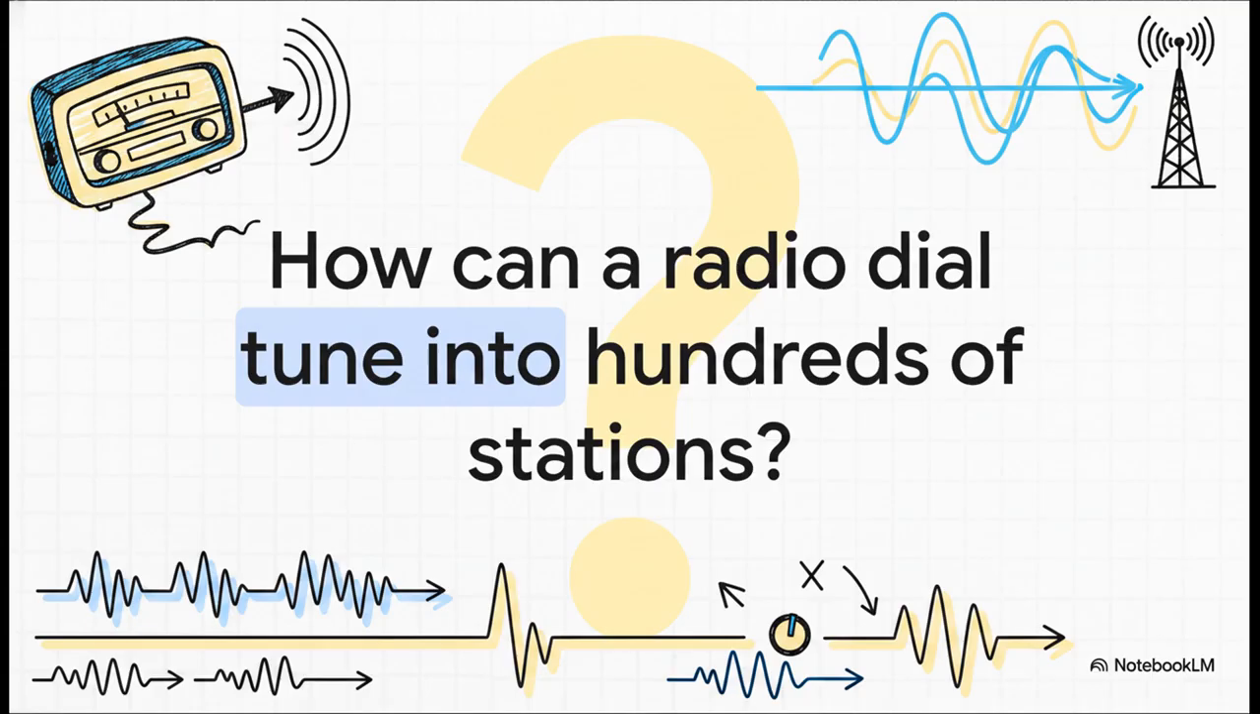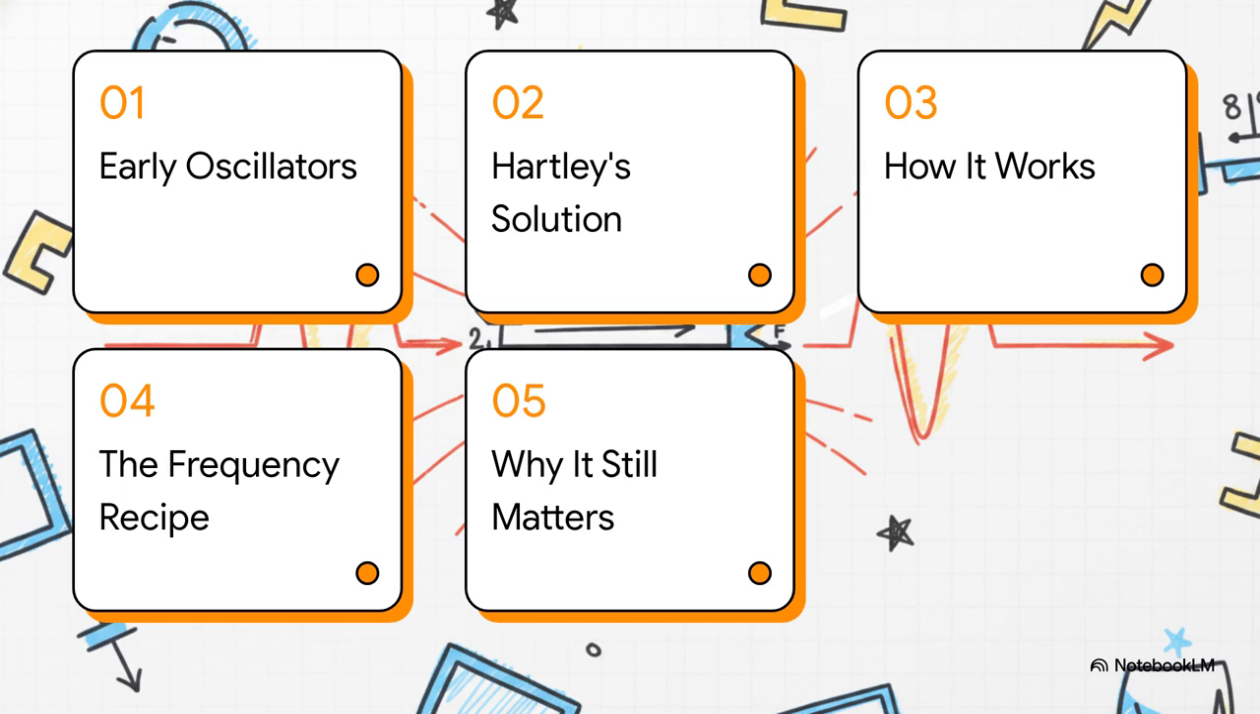always so easy. So today, we are going to dive deep into the absolutely brilliant device that finally tamed those waves, the Hartley Oscillator. We're going to look at the problem it solved, Hartley's super elegant solution, see how it actually works, that's the fun part, then figure out how we can control it, and finally why this invention, which is over 100 years old, still matters so much today.